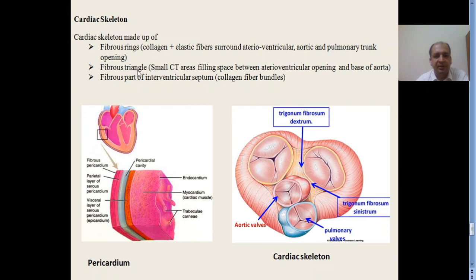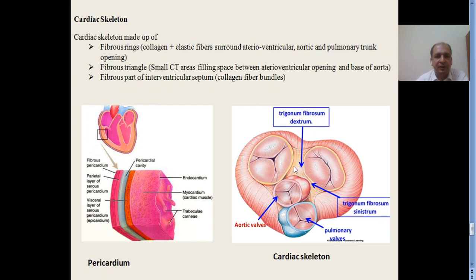Next one is the fibrous triangle. Fibrous triangle basically consists of the connective tissue area that fills the space between these atrioventricular openings and the base of the aorta. For example, that connective tissue that is present here is called the fibrous triangle, or trigonum fibrosum, sometimes it is also called.